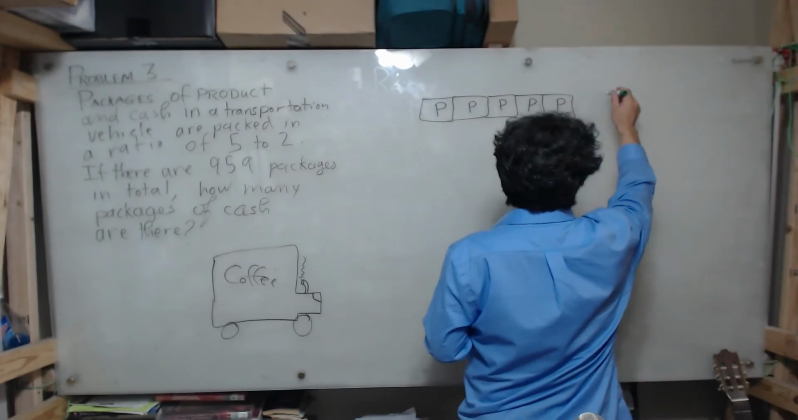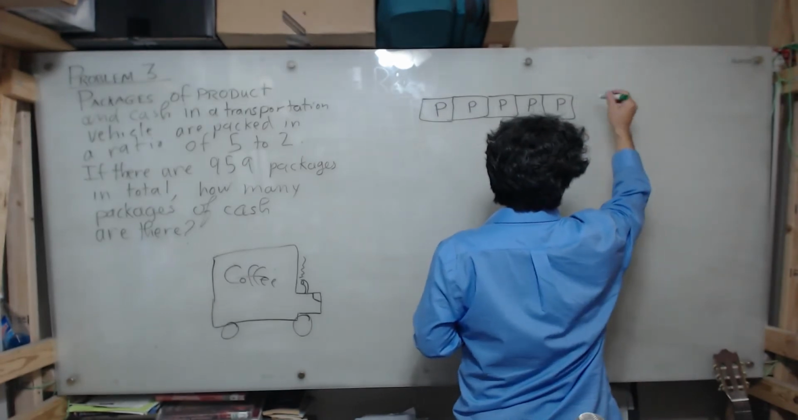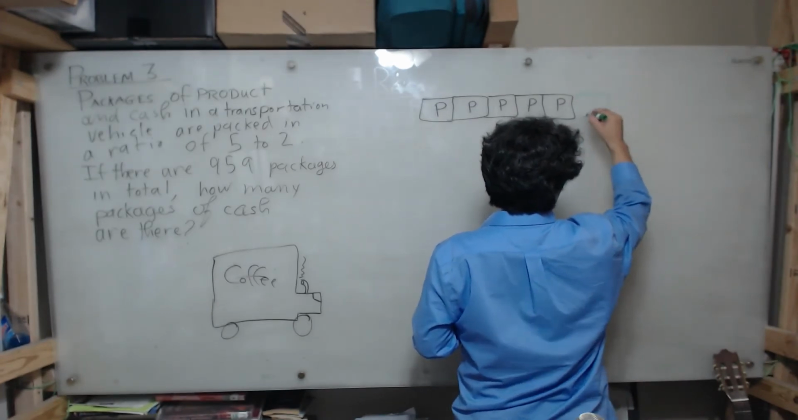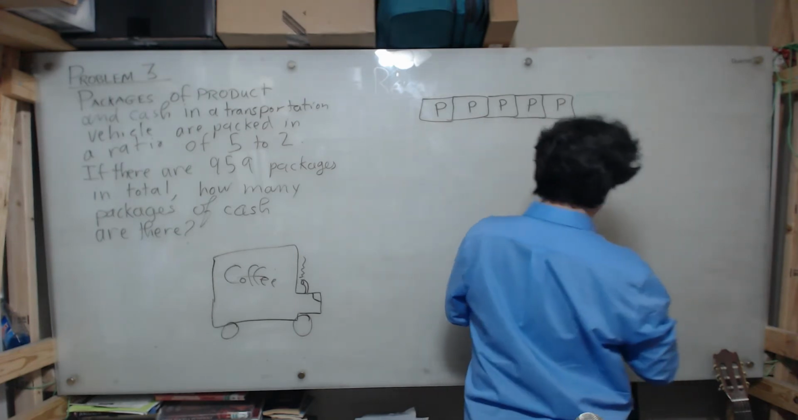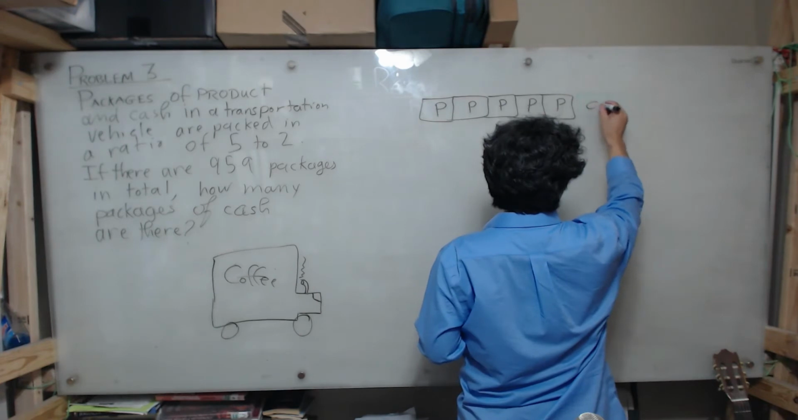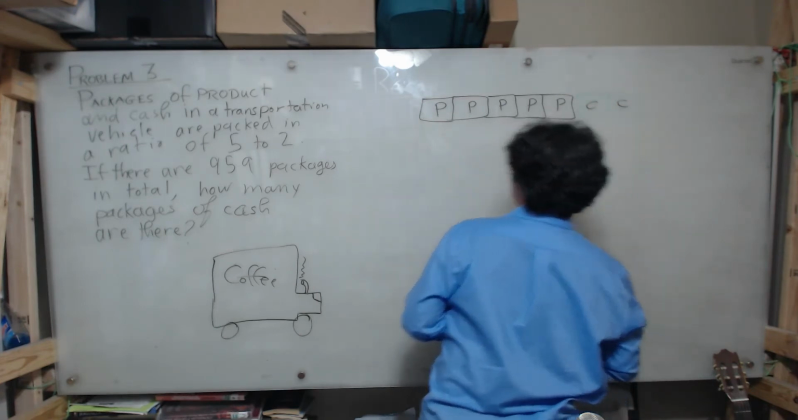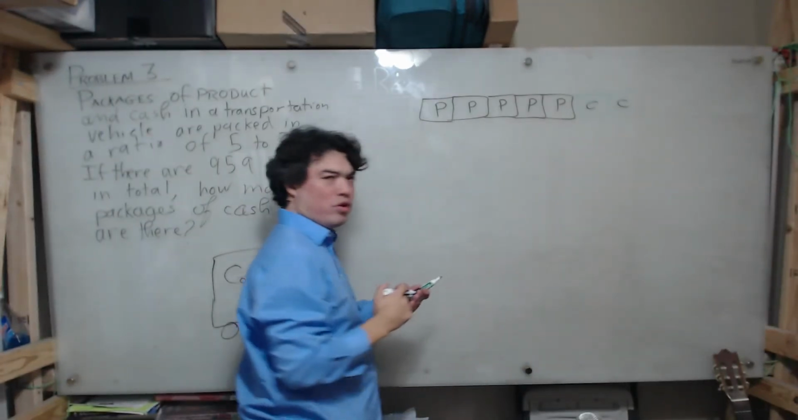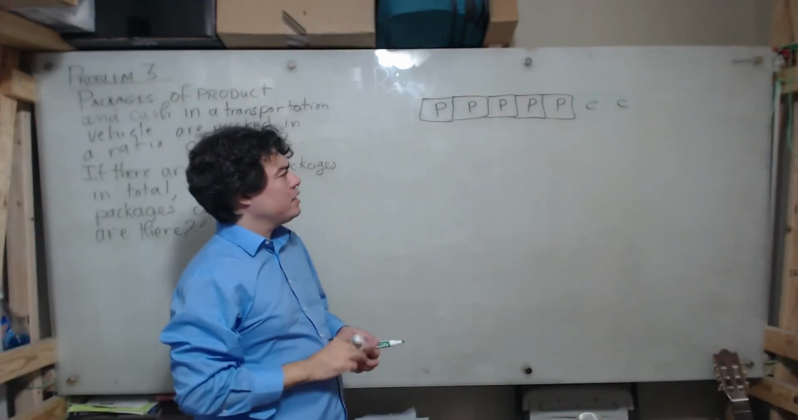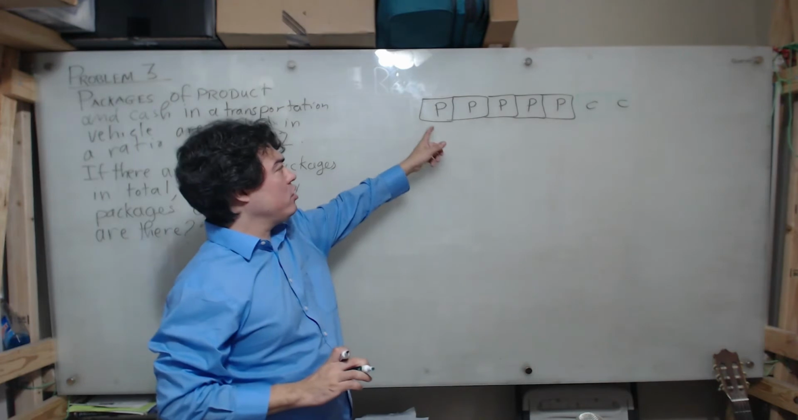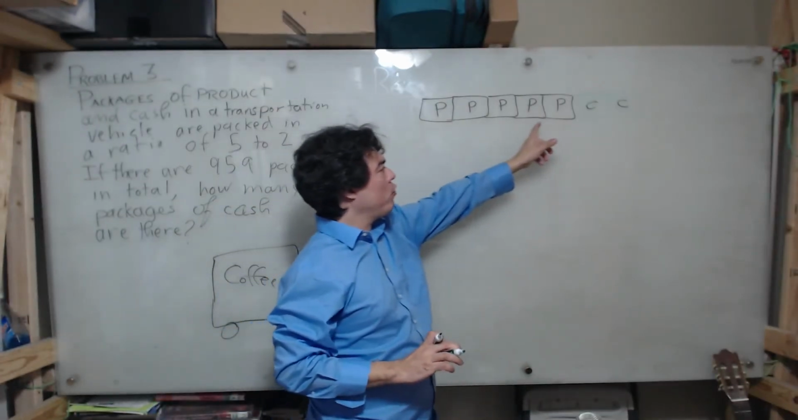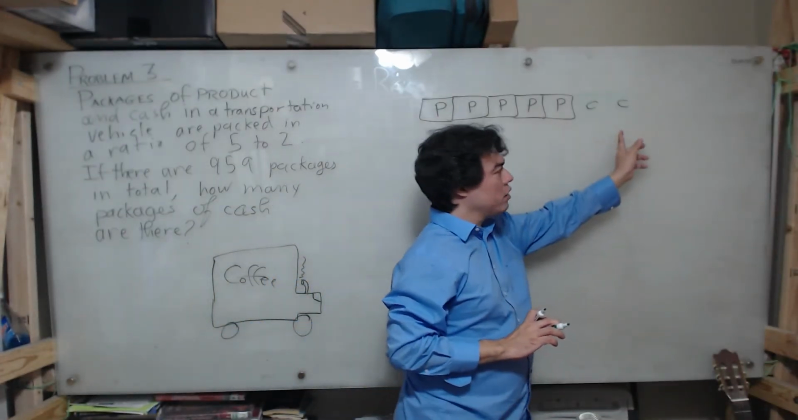And then 2 of cash. So I have cash, and I have cash. Okay? And what I want you to realize here is that what I end up here with is a group of 7 in total. 1, 2, 3, 4, 5, 6, 7.